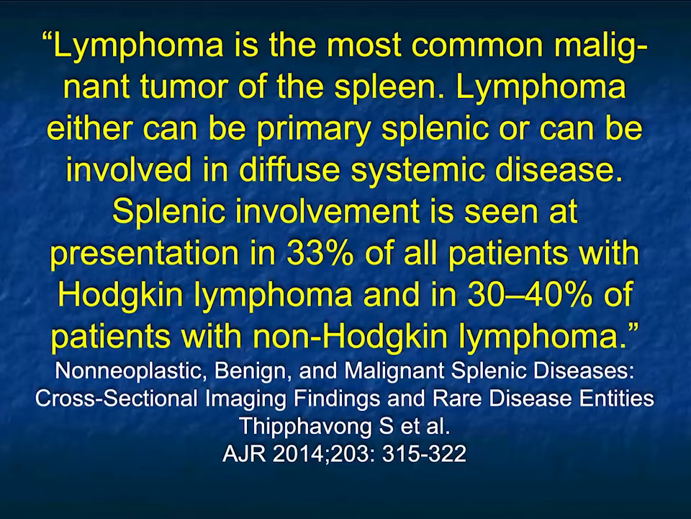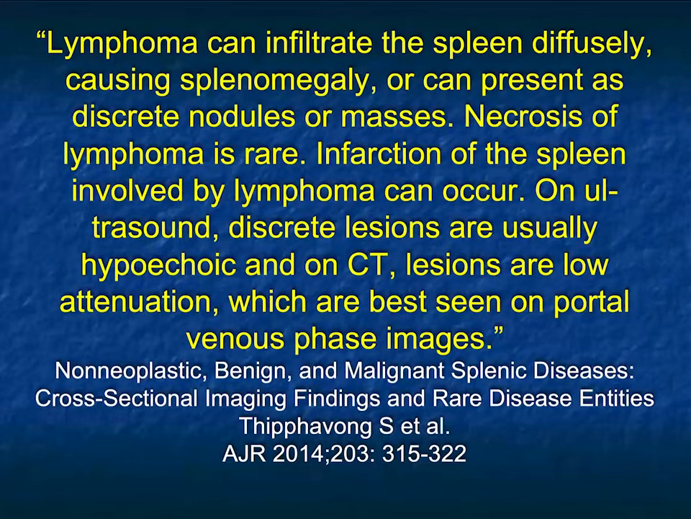also nicely shown here on the cinematic rendering. Now, again, we speak about splenic involvement seen at presentation in about 1/3 of all Hodgkin's lymphoma and up to 40% of patients with non-Hodgkin's lymphoma. One of the things to remember, and this is a bit of an older article, is that just because there's splenic involvement, you may not see a focal lesion on CT or MR. It may be more infiltrating. PET can be very helpful in these cases.